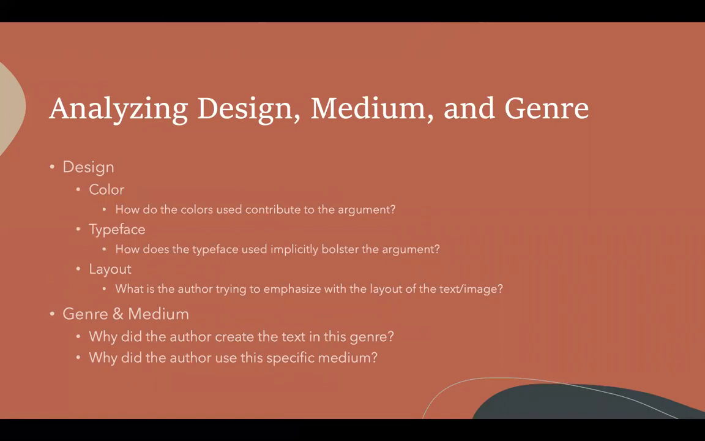We can also analyze design, medium, and genre. So thinking about color, how do the colors used contribute to the argument? How does the typeface used implicitly bolster the argument? What is the author trying to emphasize with the layout of the text or the image? And then why did the author create the text in this genre? Or why did the author use this specific medium? Again, things to think about as you're analyzing others, but also things to keep in mind as you're designing text for this course. So this is some PowerPoint that you can come back to over and over again and look at these questions and make sure that you have appropriate answers for your own work.